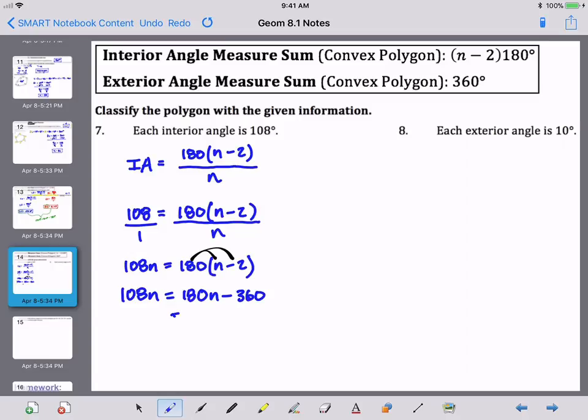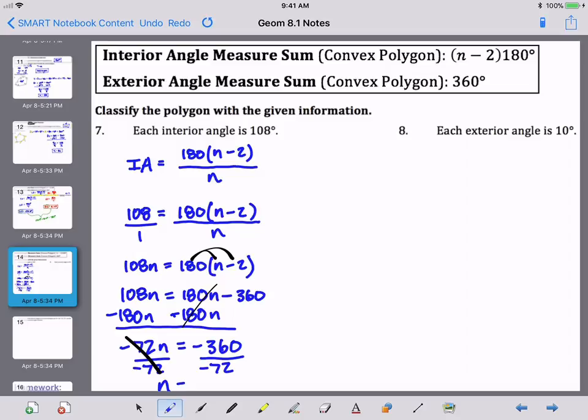Okay, next we're going to subtract the 180n from both sides. So these cancel, and we get negative 72n equals negative 360. And our very last step is to divide both sides by negative 72. So these will cancel, and we end up with n is equal to 5. So that tells us this here is a pentagon. Okay, I promise the next example is a little less involved.